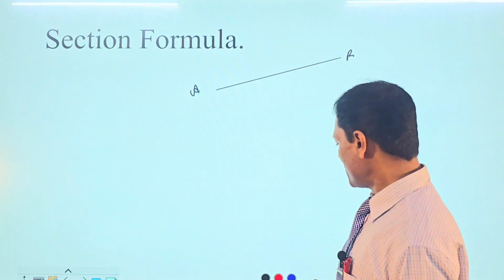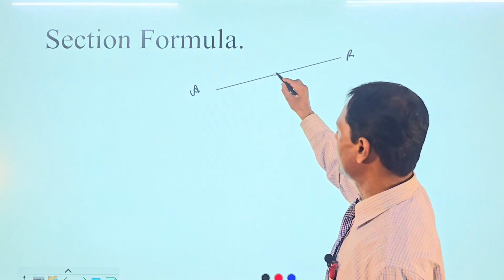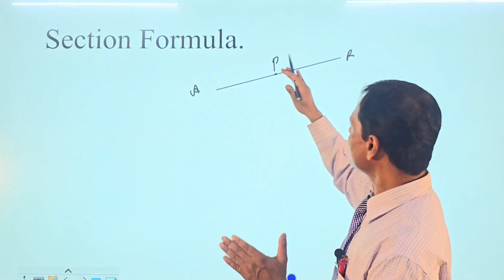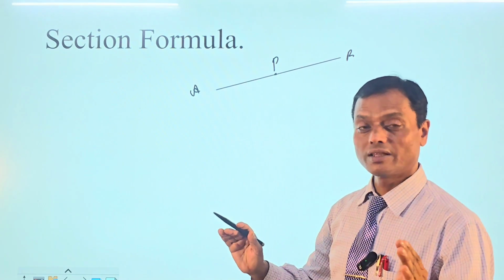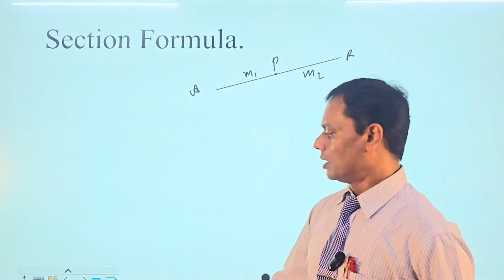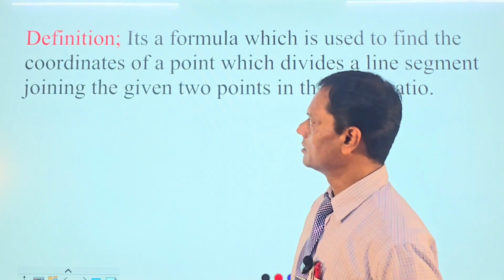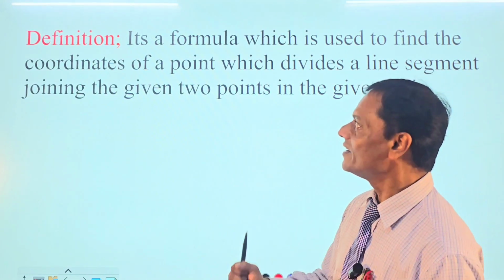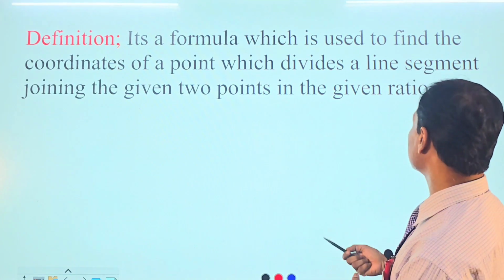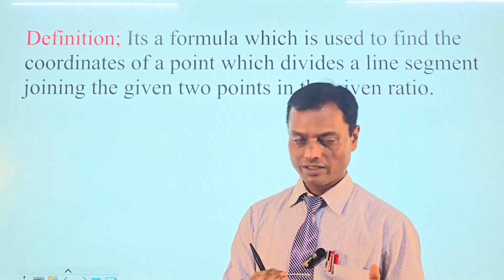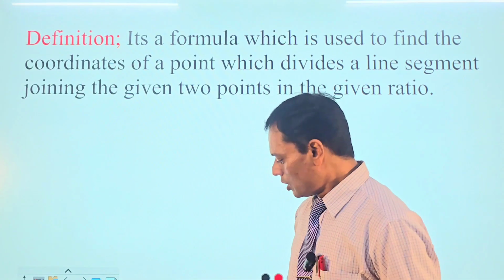Correct. And if you have any point on the line here, let this line. Okay. And if this point divides the given line in the given ratio M1 is to M2, then that's called the section formula. How to define it? See carefully. It's a formula which is used to find the coordinates of a point which divides a line segment joining the given 2 points in the given ratio, isn't it? So ratio should be given.